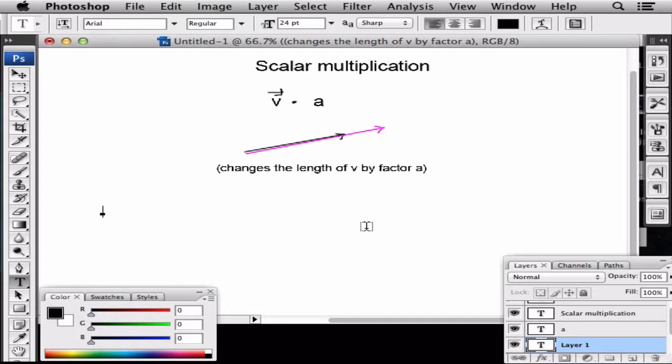This is associative. Scalar multiplication is associative, and it means that you can do something like this.